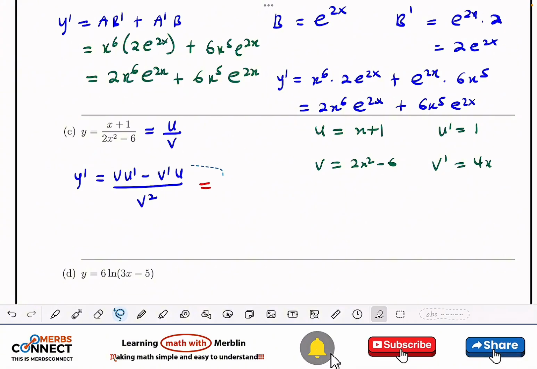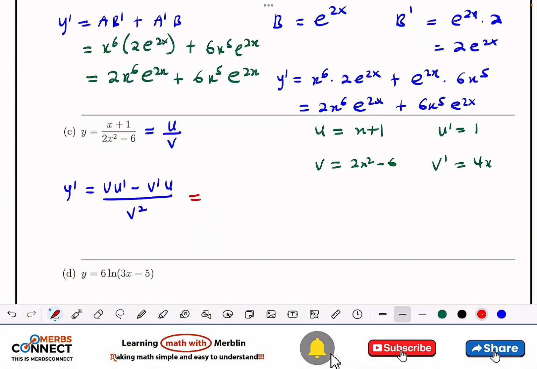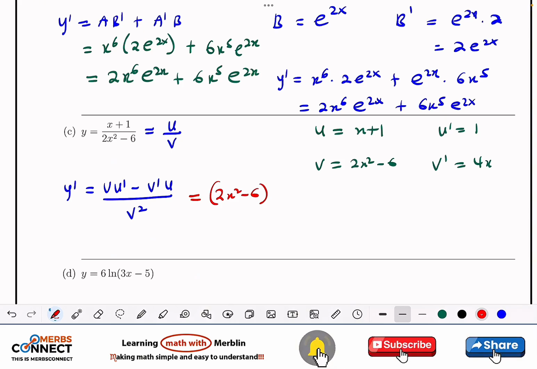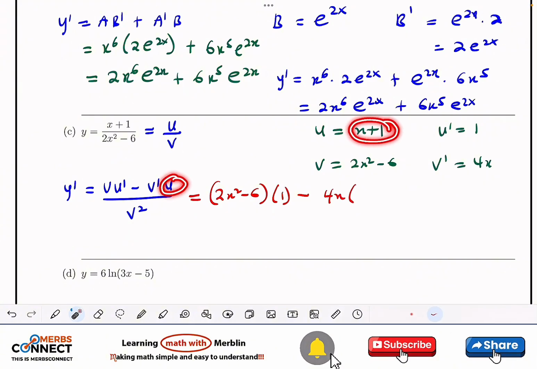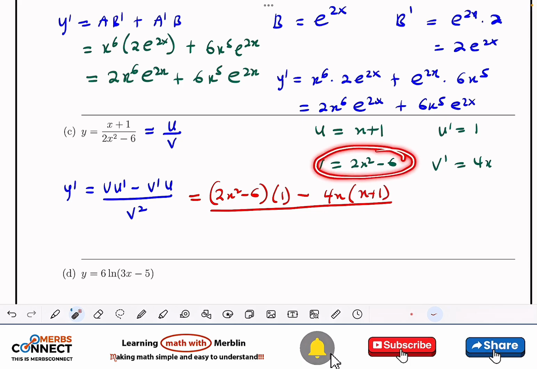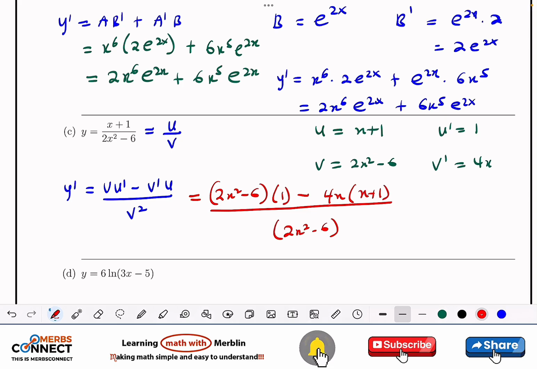So now let's just put them in. This is going to give us, we know that v is equal to this. So I have 2x squared minus 6 in parentheses. It's very important. What is u prime? 1. So times 1 minus v prime, which is 4x, times u, which is x plus 1, all divided by v squared. So this is my v, and then I need to square that. So I have 2x squared minus 6, all squared.